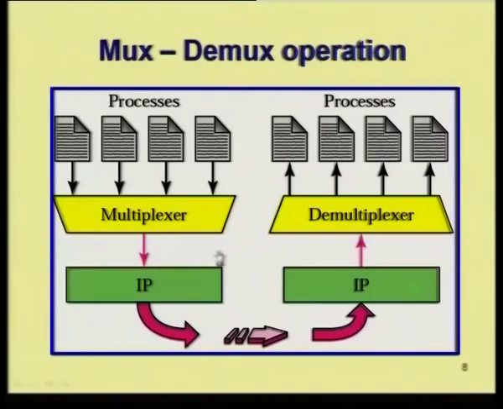Now coming to the mux demux operation that we just talked about, it provides a multiplexing demultiplexing operation between the processes running at the two ends. So what is it that we have? We have different processes on one side. You can look at the transport layer acting as a multiplexer, where it chooses the data coming from one of these processes and sends it to the IP layer.